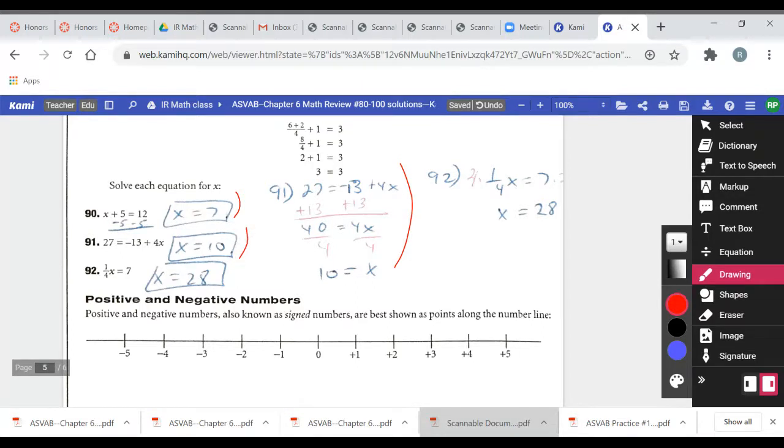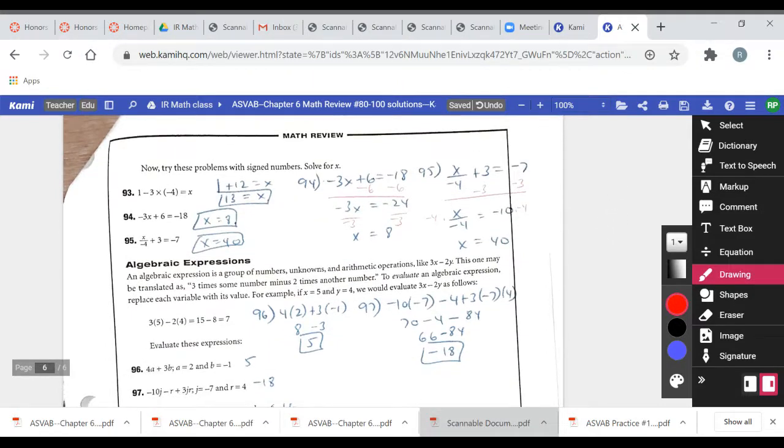And then on 92, it's a little bit hard to see what I did, but if I have this fraction 1/4, one way to think of it is I'm multiplying by 4 on both sides to get rid of the fraction and to get x by itself. And so in this case, the 7 times 4 gives you 28, which is what I put here.